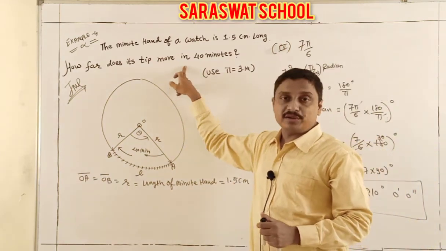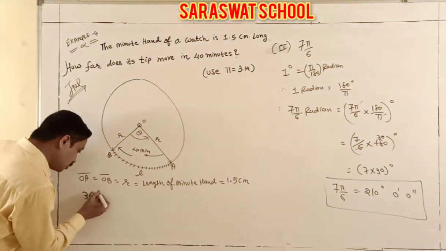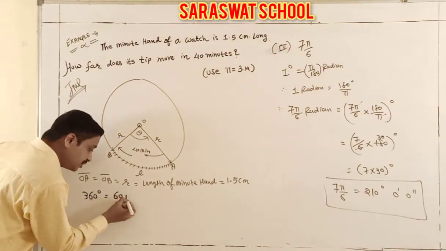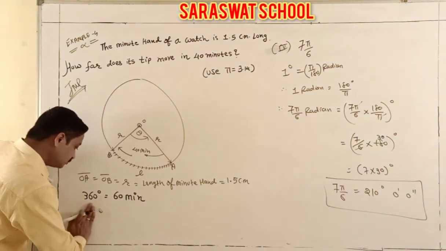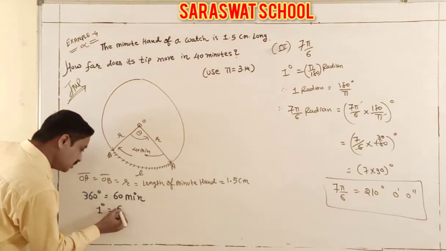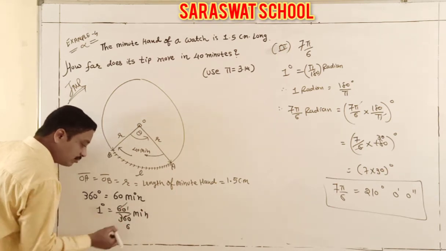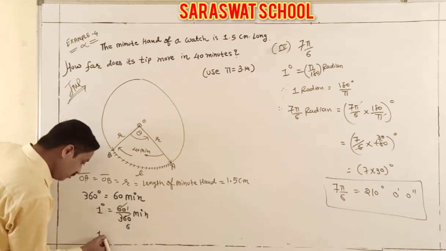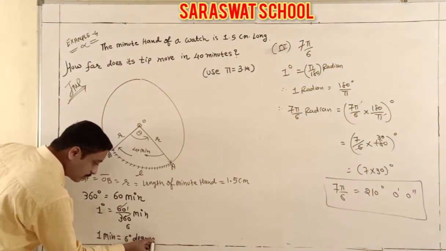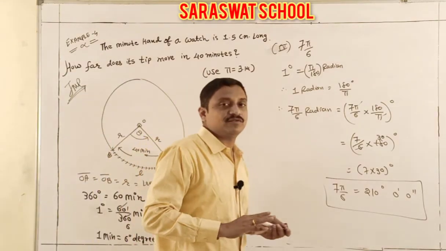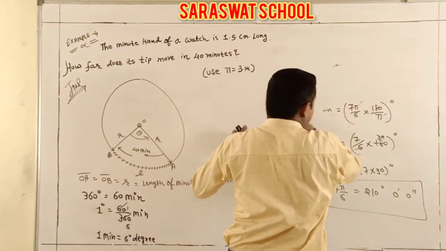So here 40 minutes is given. Yes, you know that 360 degree is equal to how many minutes covered? 60 minutes. It means 1 degree is equal to how many? 1 degree is equal to 60 by 360 minutes. This cancels, 6 1s are. It means 1 minute is equal to 6 degree. So now I want 40 minutes, so I translate 40 minutes into degree form.